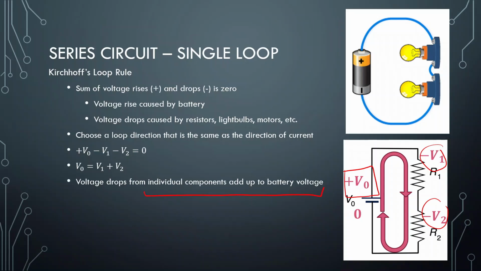If I was to add another component, if I was to add another resistor in here, R3, V0 is still going to be the same, but if I add in another component, all of this would still have to add up to V0, so that means that V1 and V2 would likely have to get smaller if I was to add in a third component. So the voltage drops from the individual components add up to the battery voltage whenever you're in series.